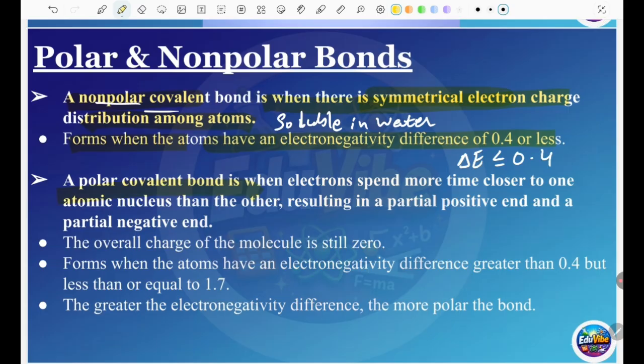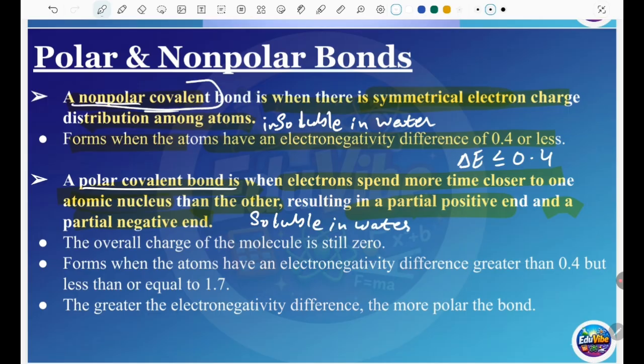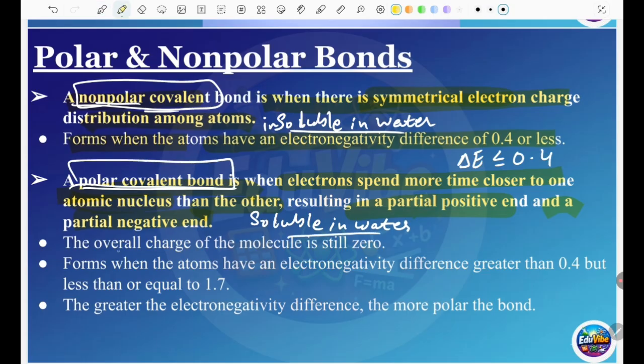A polar covalent bond is when the electrons spend more time closer to one atomic nucleus than the other, resulting in a partial positive and a partial negative end. This is called the polar covalent bond. Sorry, I said it was insoluble in water, but it is soluble in water. So non-polar covalent bonds are insoluble in water, and polar covalent bonds are soluble in water. The overall charge of the molecule is still zero in both the non-polar and the polar.